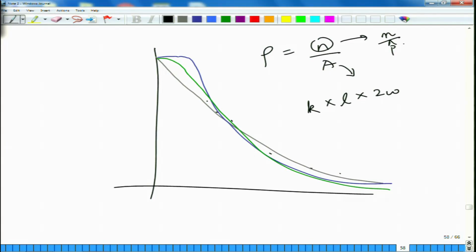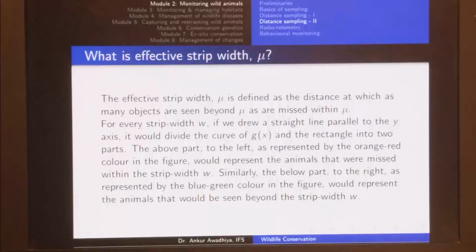So, we can compute this p hat with our g of x by 1 by w integral of g of x. We know the number of transects that we have walked, and we know the lengths that we have walked. The next thing to figure out is w. So, can we have a mathematical function through which we can find out w? Here comes the concept of the effective strip width.